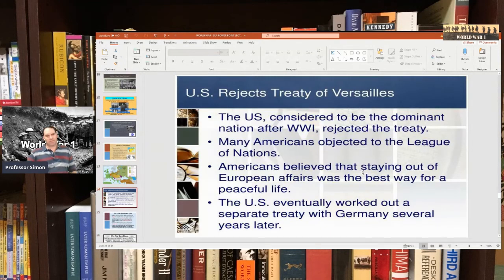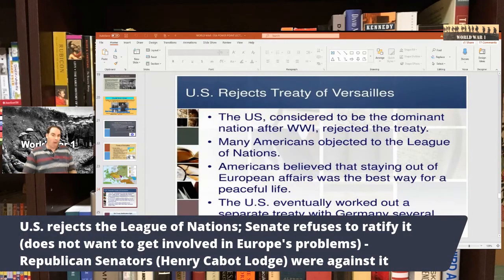But one thing that's famous about the end of the war was that the United States rejected the Treaty of Versailles. We refused to actually ratify it. It went before the U.S. Senate, and a lot of the U.S. Senate was controlled by a Republican majority at the time, and so they basically refused to ratify it, and that became a big problem. It was Henry Cabot Lodge. I think he was the majority leader in the Senate. He was one of the guys that was against it because he didn't want the United States to get involved in Europe's problems at the time.